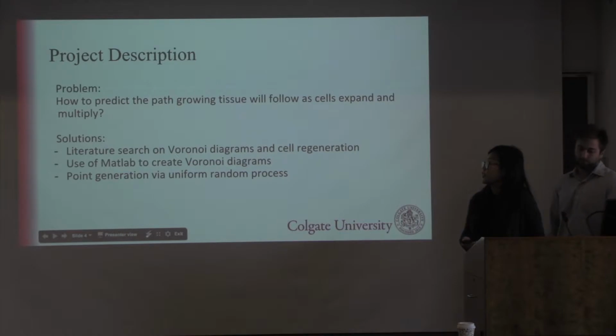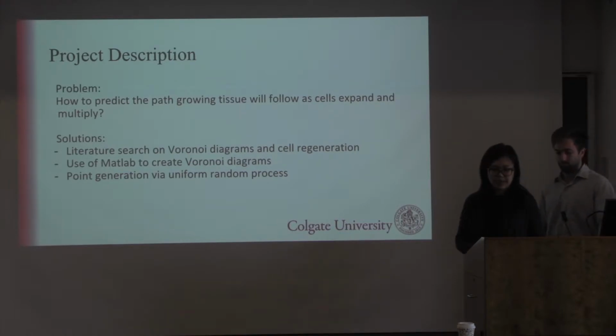And then I'm going to give you a brief description of our project. So first, our research project centers on the problem of how to predict the path growing tissue will follow as cells expand and multiply. And we figured out there are a few steps to our solution. First, we did a literature search. Through literature research, we've learned that past researchers have used Voronoi diagrams to model the cell regeneration process. So we think it's a good way to represent the geometry, physics, and biology behind the process.